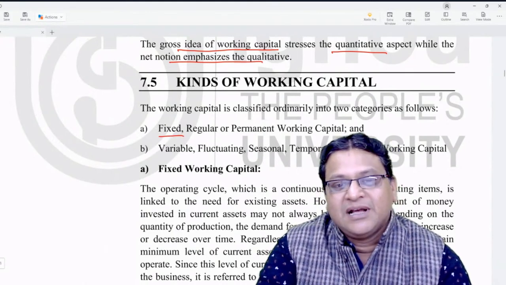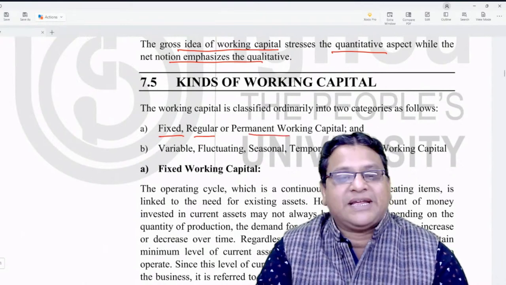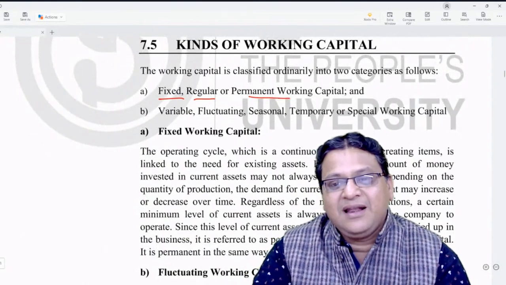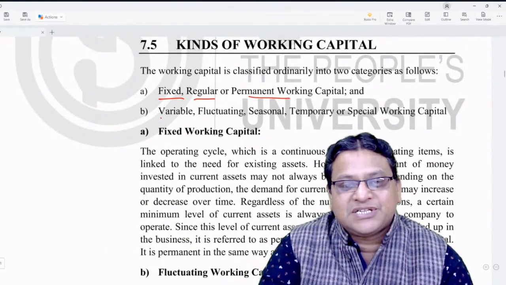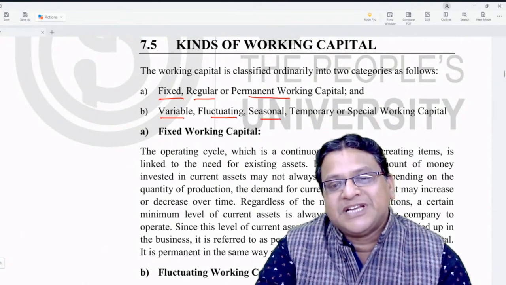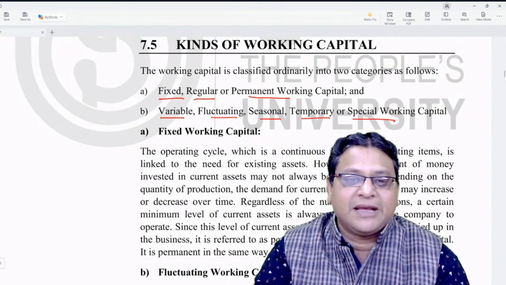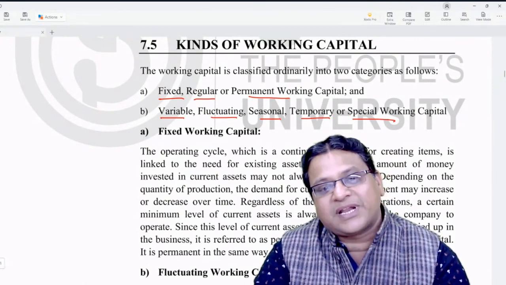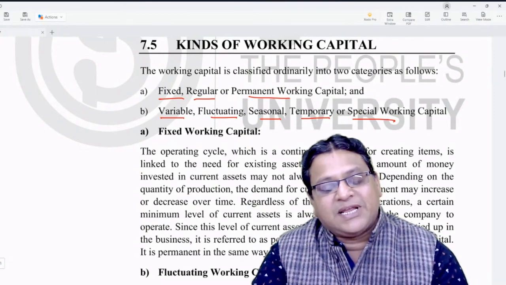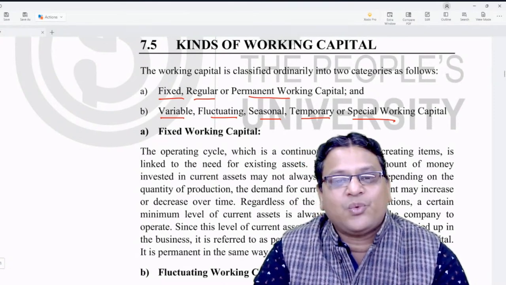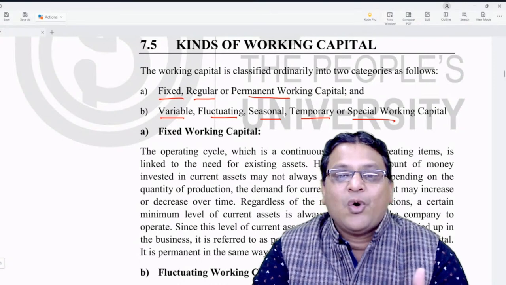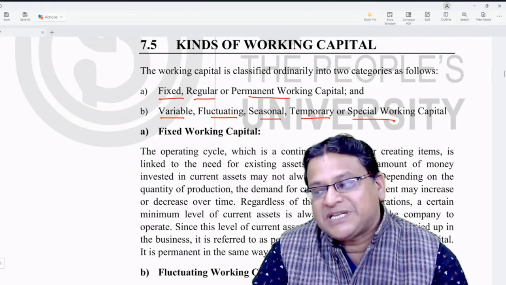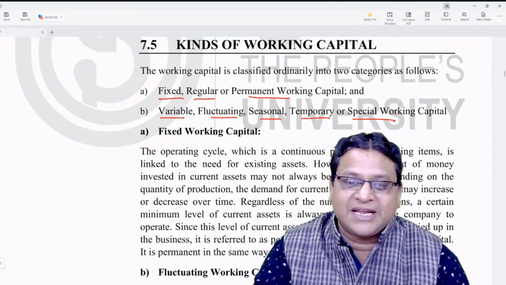One is fixed, regular or permanent working capital. Another is variable, fluctuating, seasonal or temporary working capital. Hence, working capital may be of two types, fixed working capital and temporary working capital or variable working capital. Fixed working capital is also known as regular working capital or permanent working capital. And variable working capital is known as fluctuating working capital or seasonal working capital or temporary working capital or special working capital.